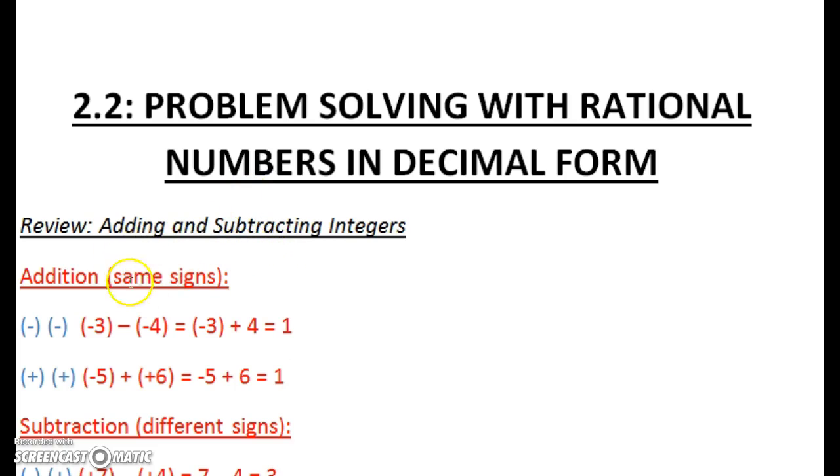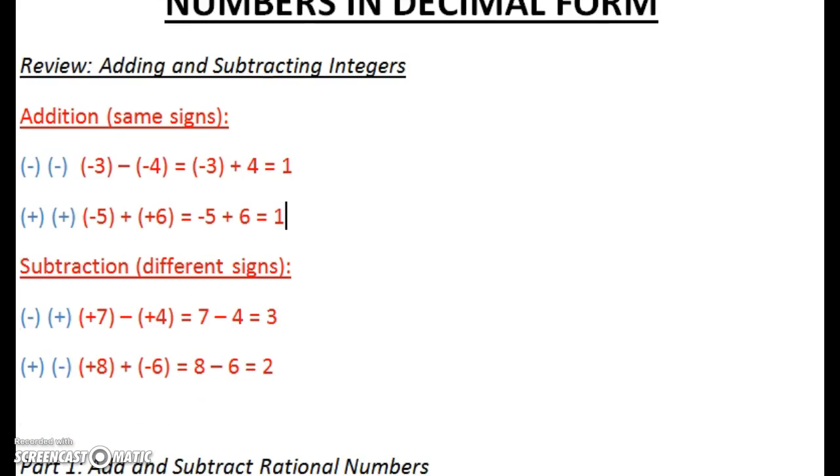So we're going to add when we see the same signs, as you will see in the following examples. If I see a minus sign followed by a negative sign, we're going to add. So let's look at the example. -3 is our starting point on our number line. And then I see a minus sign and a negative sign. So I can rewrite that as -3 plus 4 is +1.